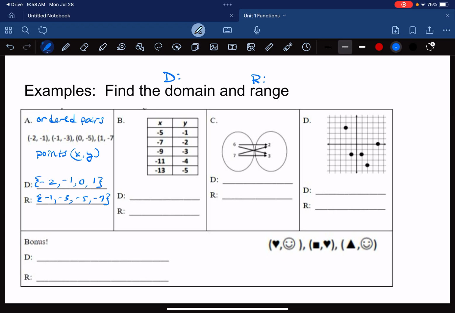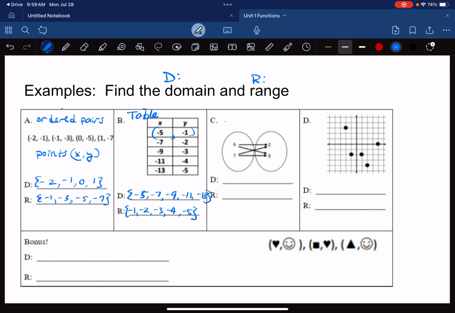So look at B. B is a table. So they're still ordered pairs. You know, they could have been in parentheses like this, but they chose to put them in table form. And once again, domain's just all the X values. So I'm going to put a set bracket and go -5, -7, -9, -11, -13, squeeze that in there. And then the range would be all the outputs or Y values. So that'd be the -1, -2. Well, these just go down by -1 each time. And there are the range values.